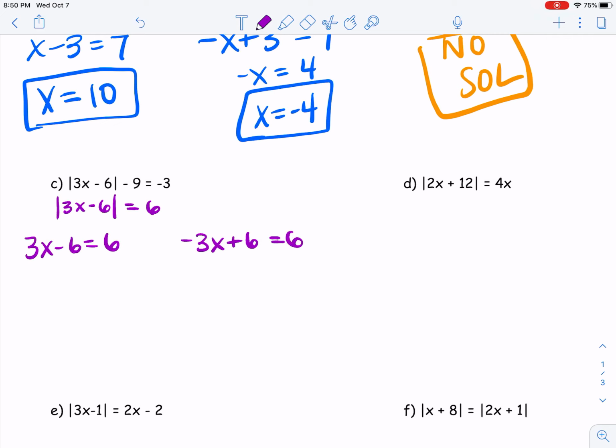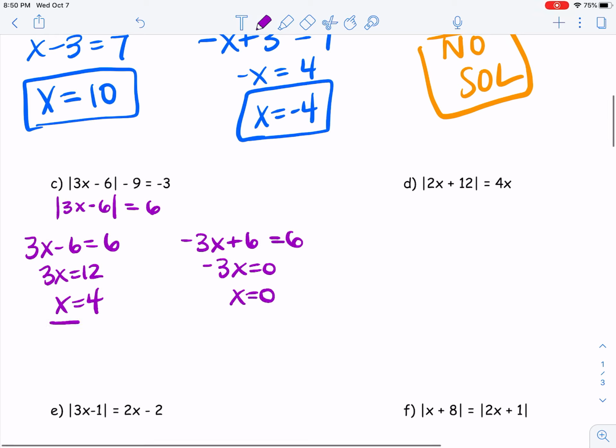And now I just solve. So on the right-hand side, when I solve, I'm getting 3x equaling 12, which means x is equal to 4. And then on the left-hand side, I get -3x equaling 0, so x is 0. I have to plug both of them back in to the original function, or at least the isolated absolute value function. And so plugging in 4, 3 times 4 is 12, 12 minus 6 is 6, the absolute value of 6 is 6. 6 minus 9 is -3, so that works.